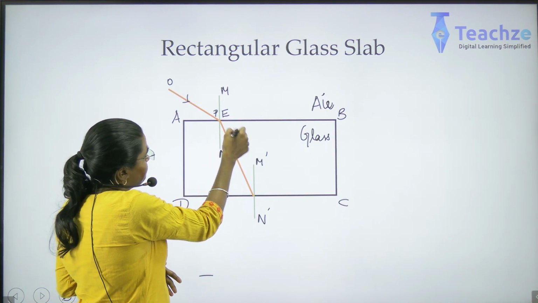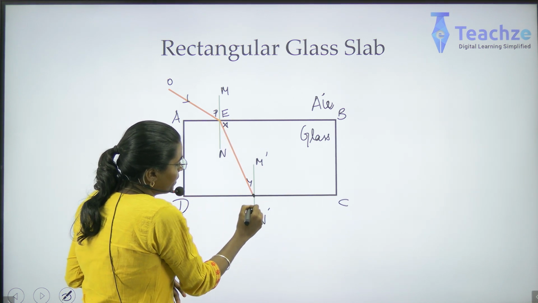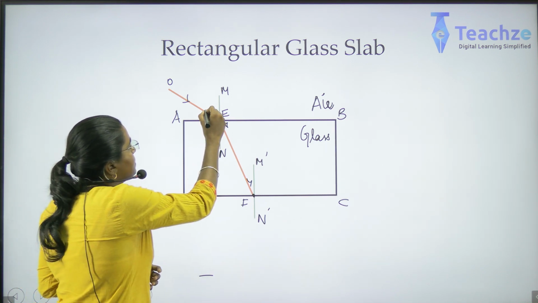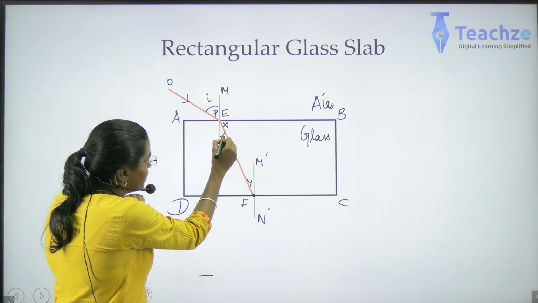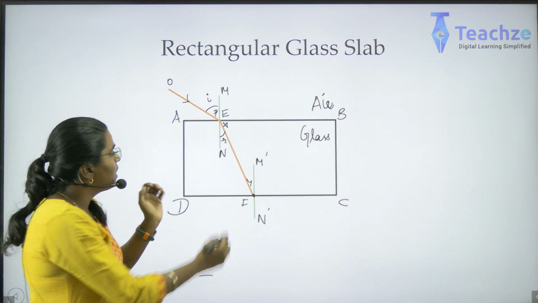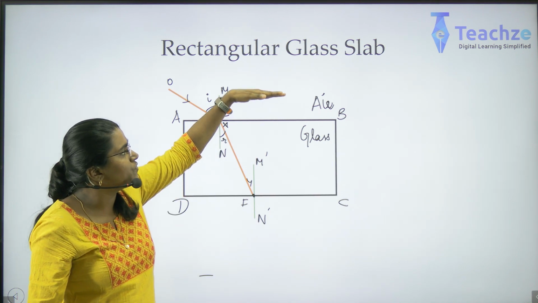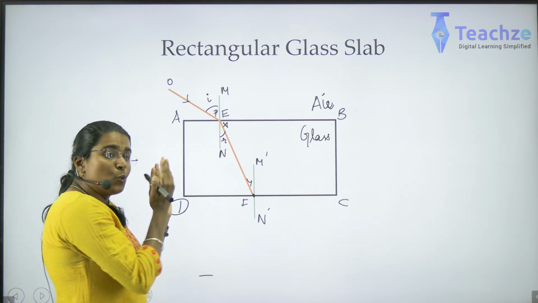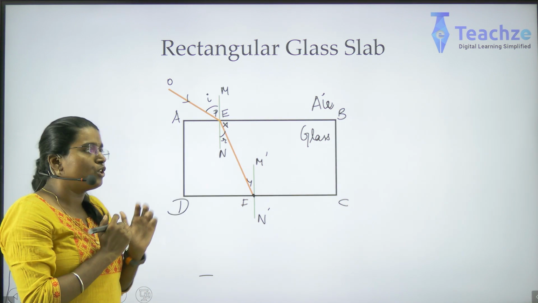Let's say this line inside the glass slab to be x and y. This point, let's take it as f. Okay, this bends, and this is the angle of incidence. This is the angle of refraction here. And when this bends like this, it bends towards the normal. Whenever it goes from a rarer medium to the denser medium, it goes towards the normal. Normal is our green line, right? So it goes towards the normal.